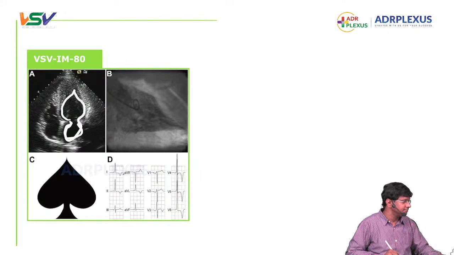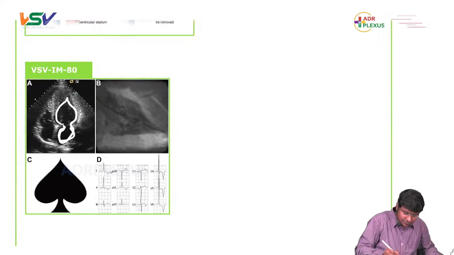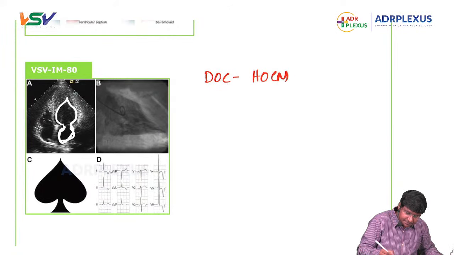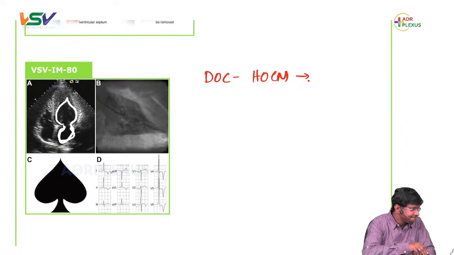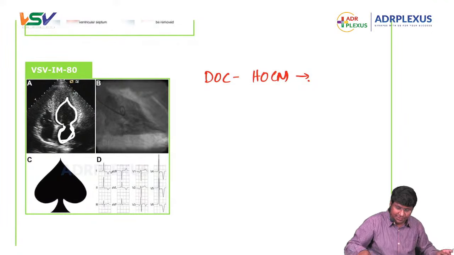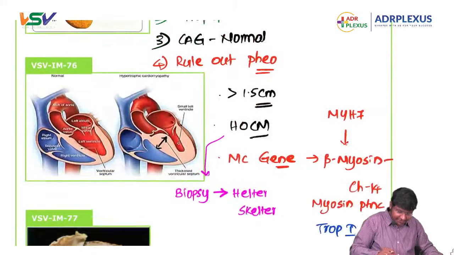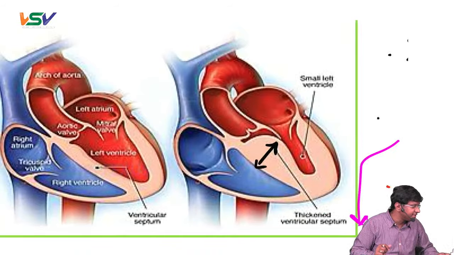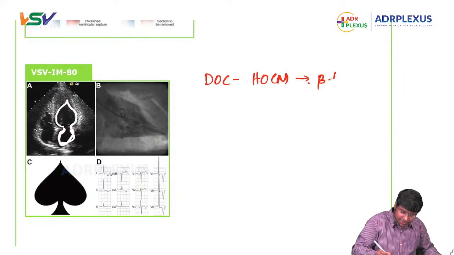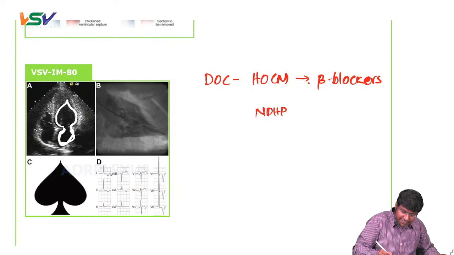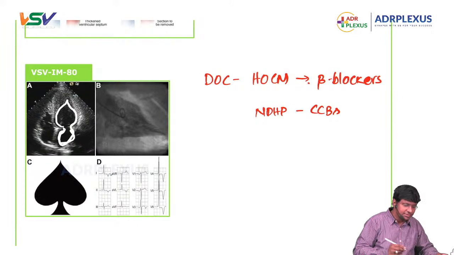Okay, and tell me, what is the drug of choice in patients with HOCM? Anyone? Because they'll give you the same image and they'll ask you what is the preferable drug in these patients, or the drug of choice. So the drug of choice in these patients will be beta blockers, and if the individual has any contraindication to beta blockers, then the alternative will be non-dihydropyridine calcium channel blockers. So that will be the drug of choice, okay?